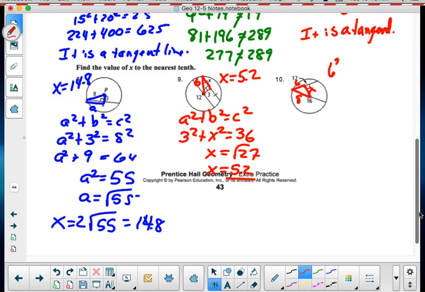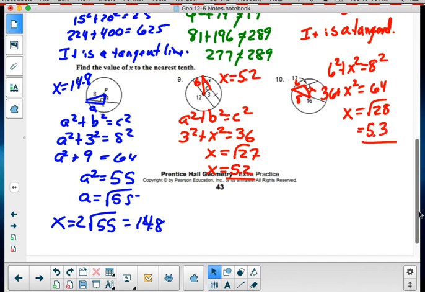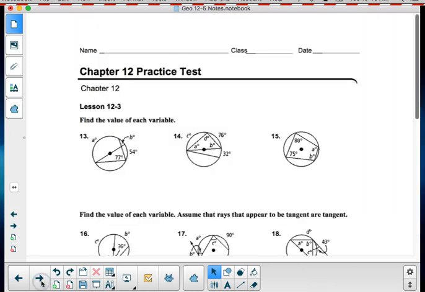So I've got 6 squared plus x squared equal 8 squared. So it's 64 equal x squared, and this is 36. So 64 minus 36 is going to give me 28. X is equal to the square root of 28, and x is equal to 5.3. Okay, so that's our first 10 questions, and we'll slide on to the next ones here as we get going.